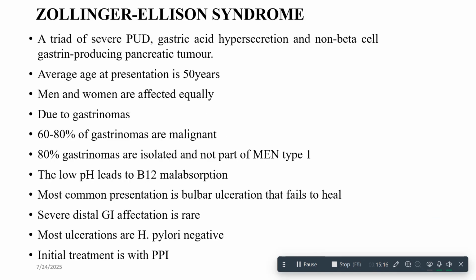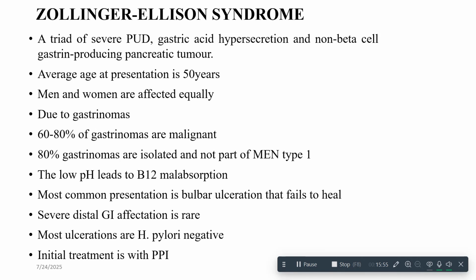Then Zollinger-Ellison syndrome is a triad of severe PUD, gastric acid hypersecretion, and a non-beta cell gastrin-producing pancreatic tumor. Average age at presentation is 50 years. Men and women are equally affected. It is mostly due to gastrinomas. 60 to 80% of these gastrinomas are malignant, and the low pH seen in Zollinger-Ellison syndrome predisposes them to vitamin B12 malabsorption. Most common presentation is bulbar ulceration that fails to heal.